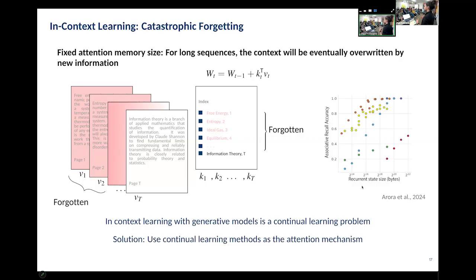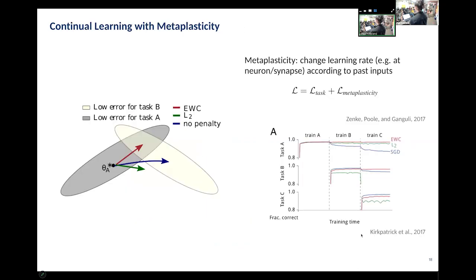I was part of the L2 Lifelong Learning Machines program in DARPA, so continual learning was really in my head for many years. We thought, let's use the methods that can solve this catastrophic forgetting problem in this attention mechanism. One way to do this is called metaplasticity. It's by far the coolest method to do it, not the most effective. But essentially, let's say you have some task A and some task B. The best parameters for task A are in the middle of this blob here, and the best parameters for task B are somewhere here.